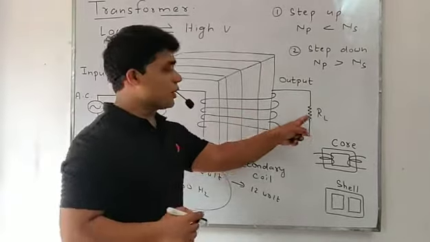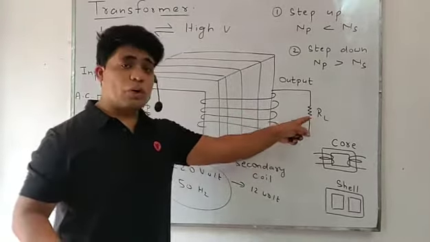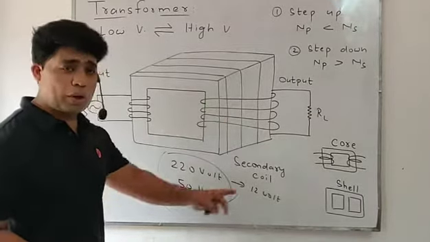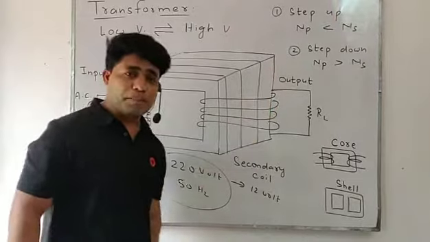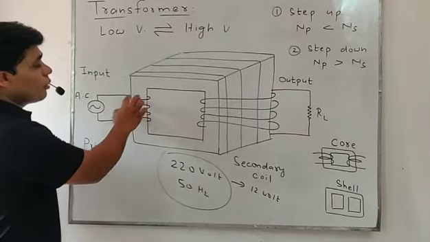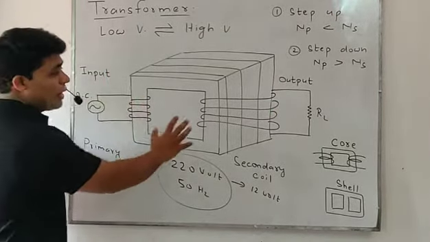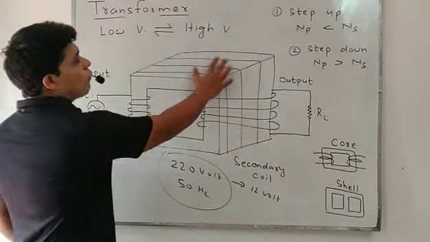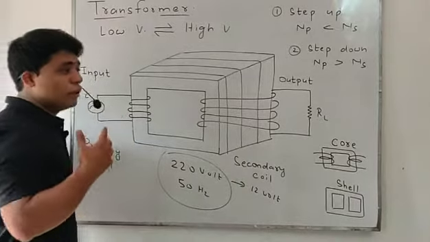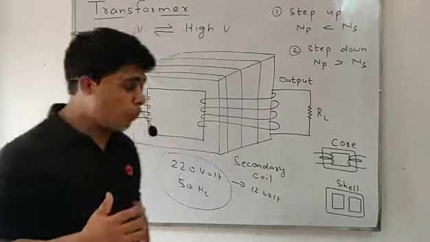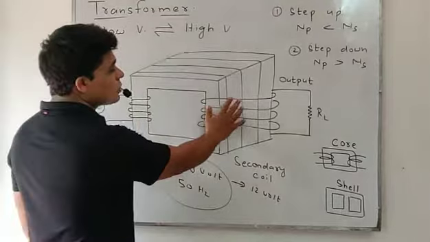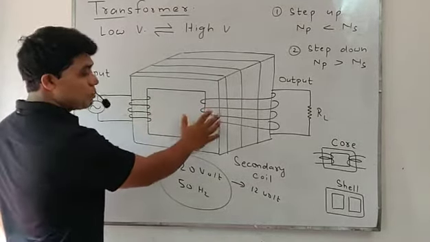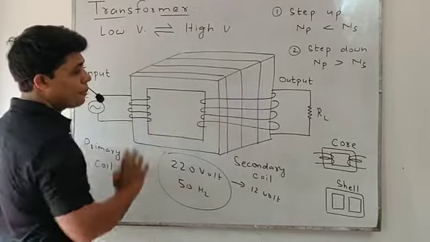Another coil that is connected with the external load resistance, the outer circuit, is called the secondary coil, and it is said to be the output circuit. So the primary coil is connected with the AC supply and the secondary coil is connected with the external load resistance. On this soft iron core there are wound copper turns, that is called the primary coil, and this is called the secondary. Both the coils are wound on the same soft iron core at different sides.